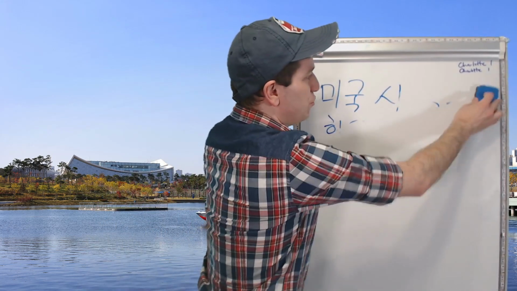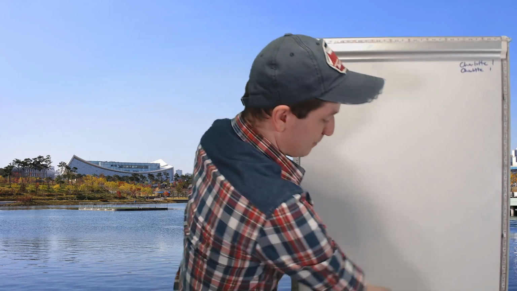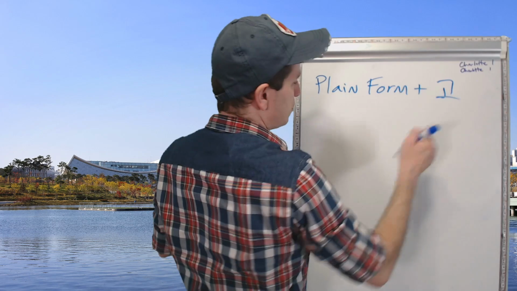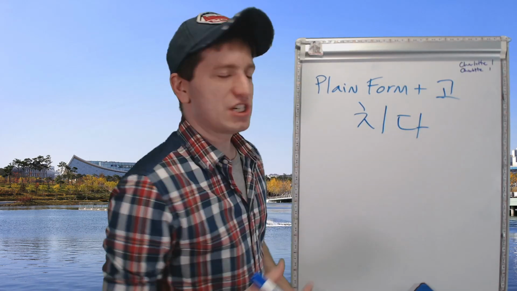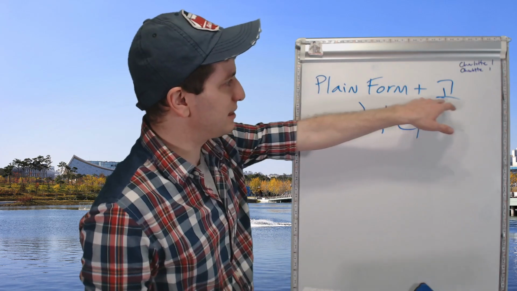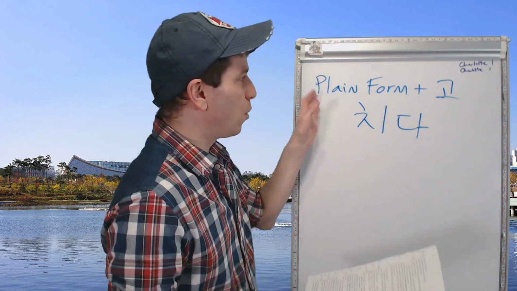Let's go on to our super form for today. This form is similar to 셈치다, but more common, and that is 치다. To make it, you take the quoting form, and then you conjugate 치다 however you want. Let's just take 하다. Well, now we have 한다고 치다, or past tense.